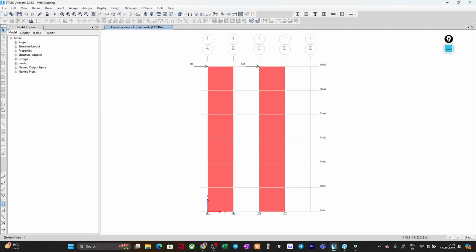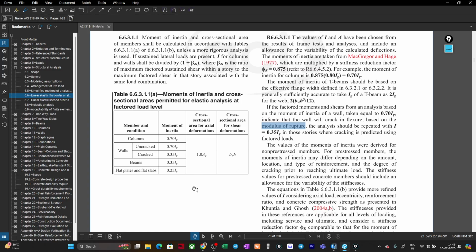Now if I jump into the code ACI 318, here you can see this is the table that we'll be following. It is Table 6.6.3.1.1(a), which gives us the moment of inertia for cross-sectional areas permitted for elastic analysis at factored load level. Remember, it says factored load level, right? So that means these modifiers shall be applied when the load is at the ultimate level, not at the service level.